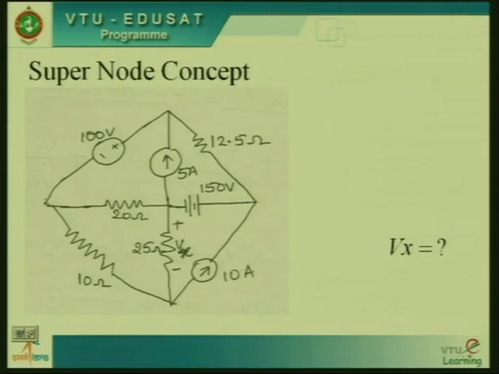Now let us try to apply nodal analysis to different types of circuits. Yesterday we saw only current sources and voltage sources between two independent nodes. Let us try to see different cases. Now consider this circuit. Let us see how many nodes there are in this circuit.